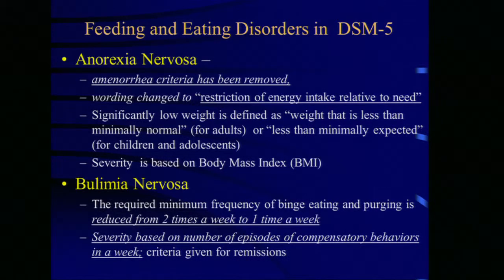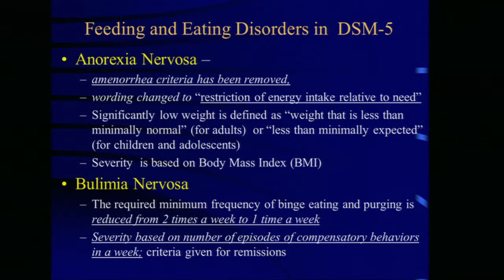For anorexia, these are the changes. They have removed the criteria of amenorrhea, missing 3 consecutive periods. That is really good because now we can diagnose men as having anorexia nervosa. There are a lot of males with anorexia, and since they don't have periods, they don't have amenorrhea, and they would never want to have either one.